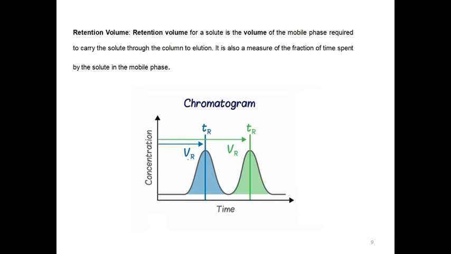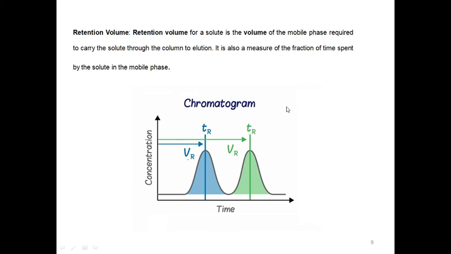The next fundamental is called as retention volume. It is nothing but it is seen for the solute. It is the volume of the mobile phase required to carry the solute through the column to elution. It is also a measure of the fraction of time spent by the solute in mobile phase. Now retention volume is how much volume of the mobile phase is required so that my solute will start moving.